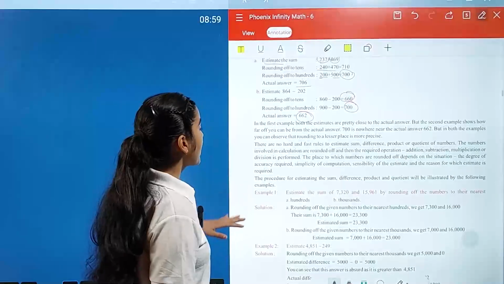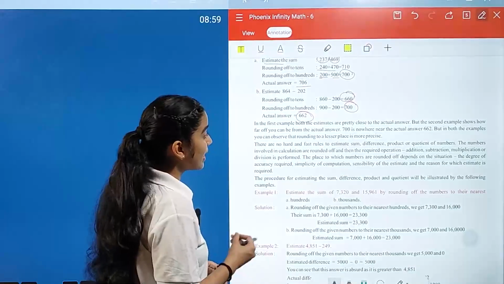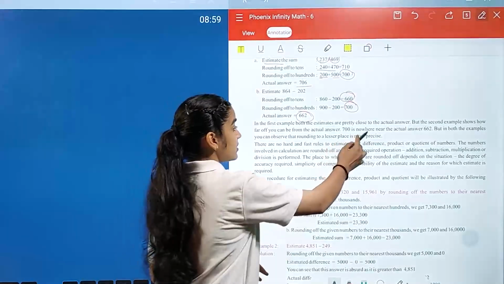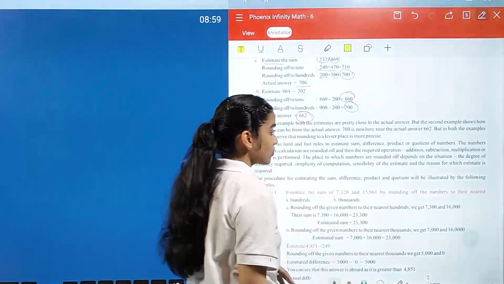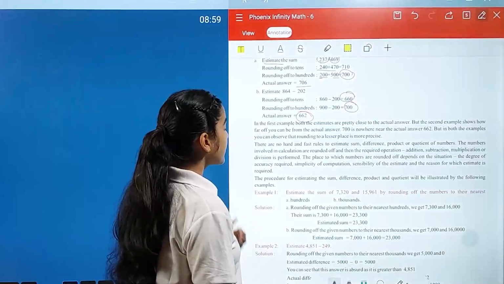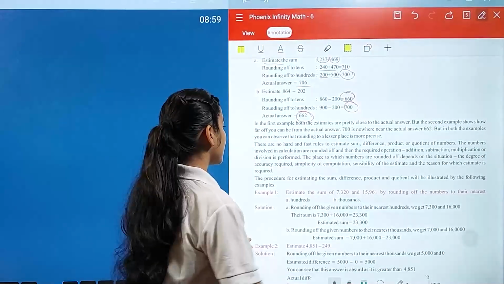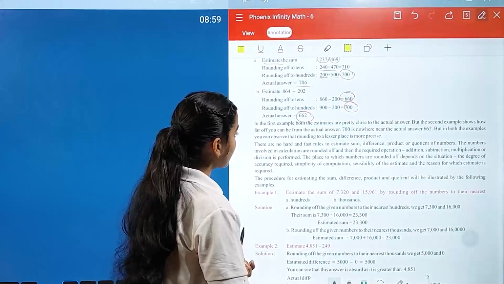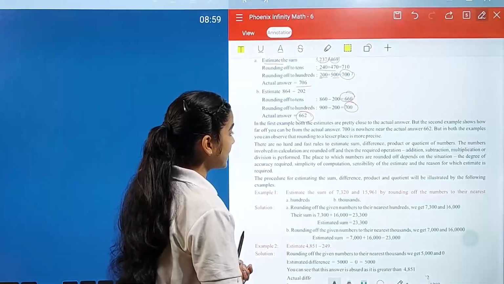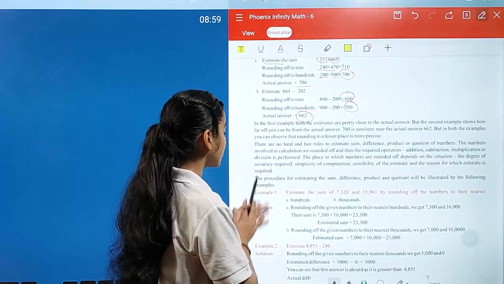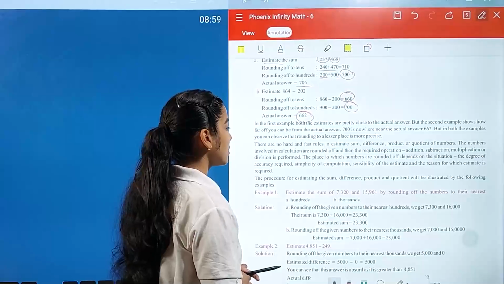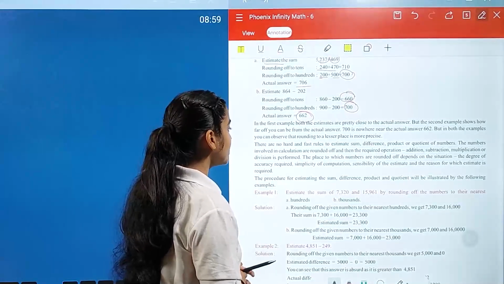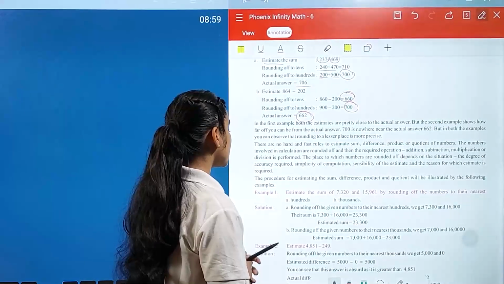Okay, so in the first example, both the estimates are pretty close to the actual answer, but the second example shows how far off you can be from the actual answer. 700 is nowhere near the actual answer 662, but in both the examples you can observe that rounding to a lesser place is more precise. There are no hard and fast rules to estimate the sum, difference, product or quotient of numbers. The numbers involved in the calculation are rounded off and then the required operation, addition, subtraction, multiplication or division, is performed. The place to which numbers are rounded off depends on the situation, the degree of accuracy required, simplicity of computation, sensibility of the estimate and the reason for which the estimate is required.